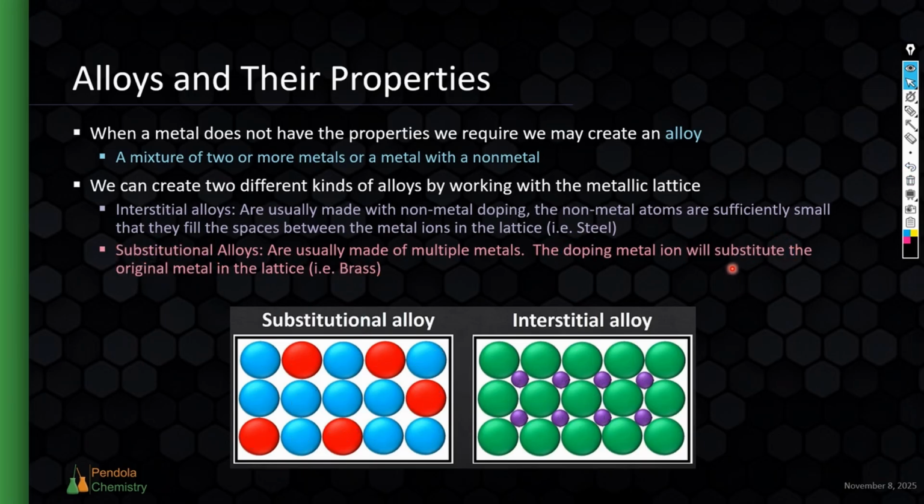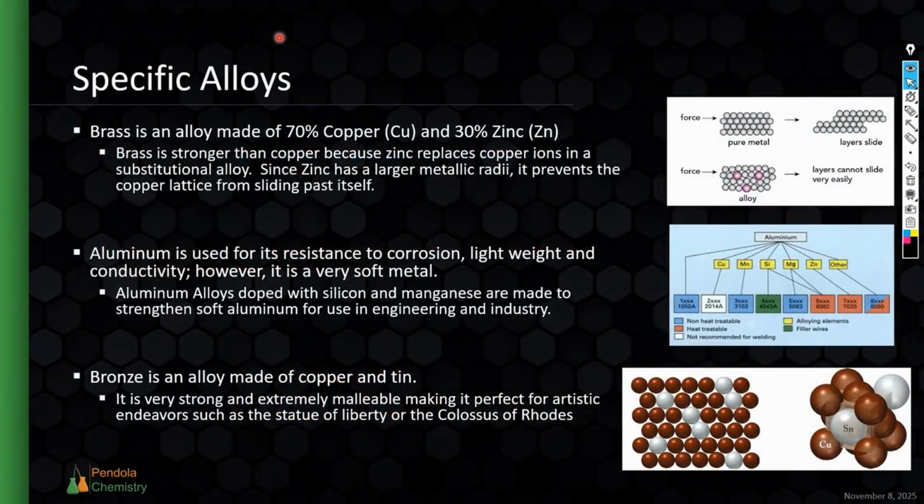So let's look at some specific examples of this. Some specific examples that you might want to learn about, or that are in your curriculum, for interstitial and substitutional alloys, are things like brass. Brass is an alloy that's made of 70% copper and 30% zinc. Brass was made because brass is stronger than copper, because the zinc in the brass replaces some of the copper ions in the lattice. So brass is a substitutional alloy.